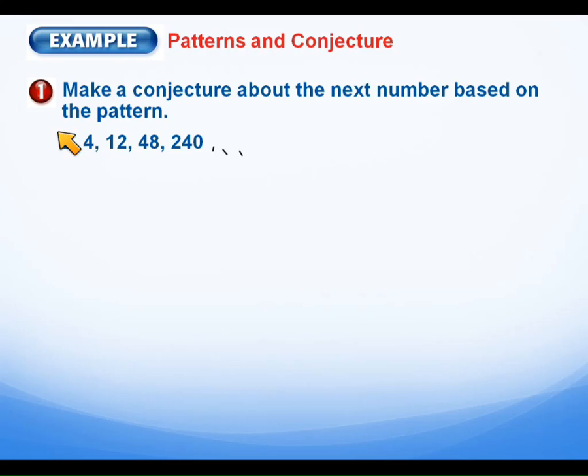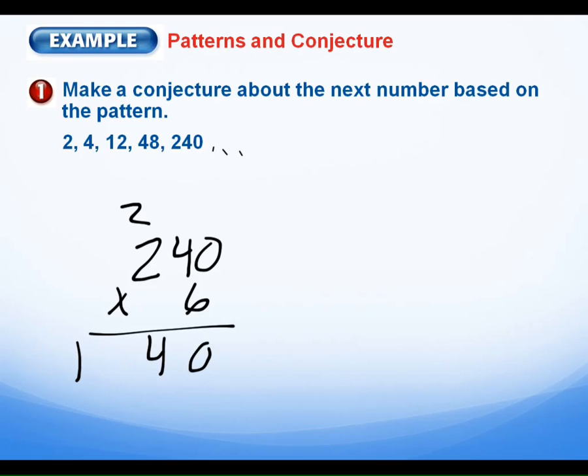Well, to go from 2 to 4, I multiplied by 2. To go from 4 to 12, I multiplied by 3. To go from 12 to 48, I multiplied by 4. To go from here to here, I multiplied by 5. So the next number would be 240 times 6. So the next number would be 1,240. So my conjecture is the next number is 1,240. The way I got that was using inductive reasoning. I looked at these numbers and this pattern, and said, this is happening, so I think the next number is going to be this. That's using inductive reasoning. You guys have probably used that before. Just now you have a name for it.